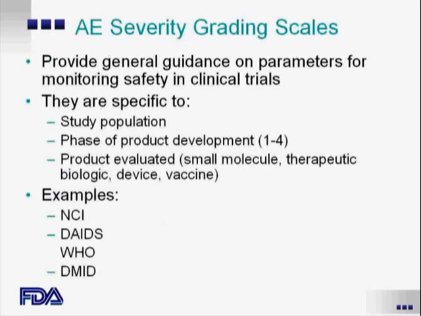So adverse events, when you're reporting them in the case report forms, will be graded from mild to severe on a scale. And there are a number of rating scales, and they're very specific to the study population, the phase of the product development, as well as the product being evaluated, whether it's a small molecule or a biologic, whether it's a device or vaccine. And this is the list of the grading scales that's available to you.